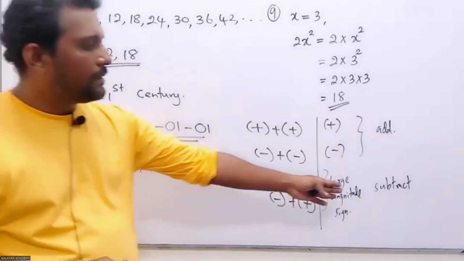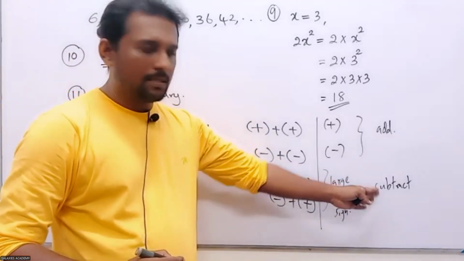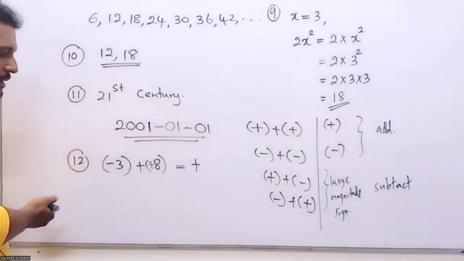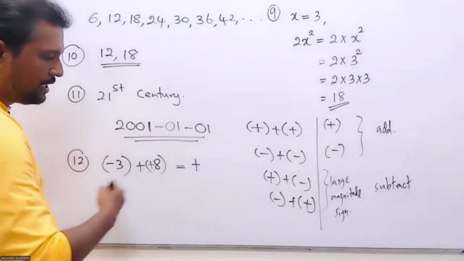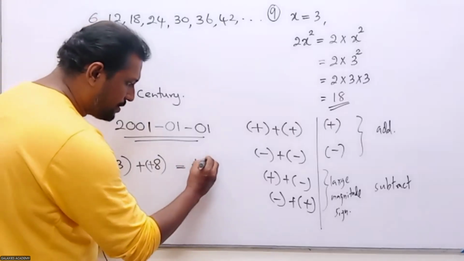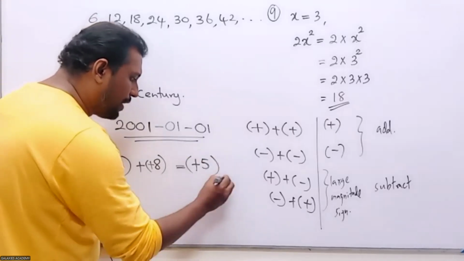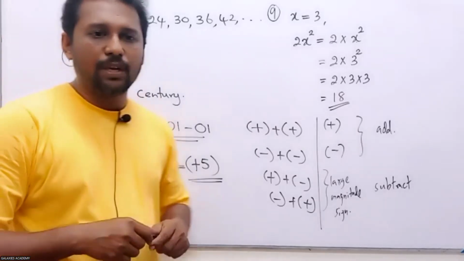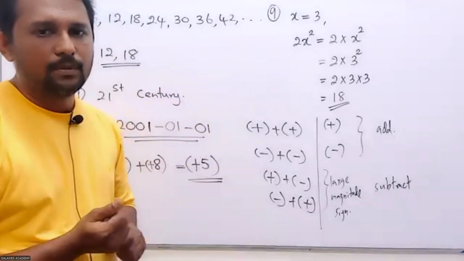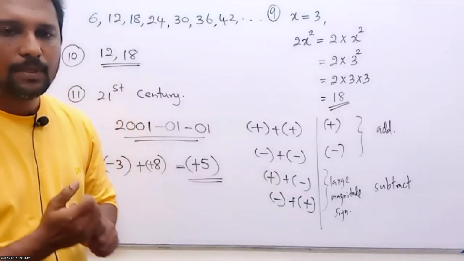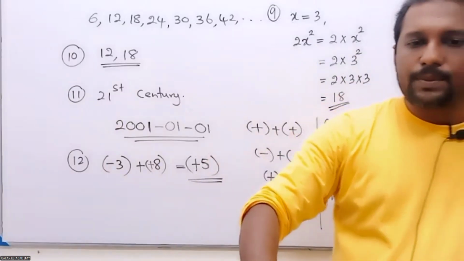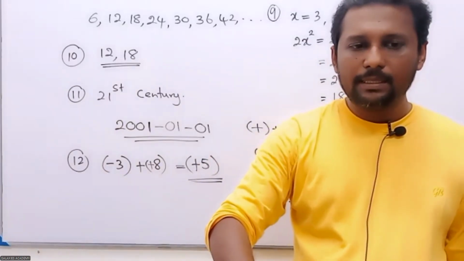How can you get the magnitude of the answer? You have to subtract two magnitudes, no? Right. Let's subtract these two. 8 minus 3. 8 minus 3 is 5. So what is the answer? Positive 5. So the 12th question answer is positive 5. Right. Now let's go to the next question, number 13.